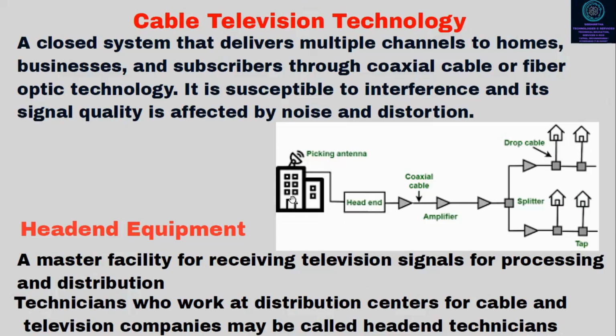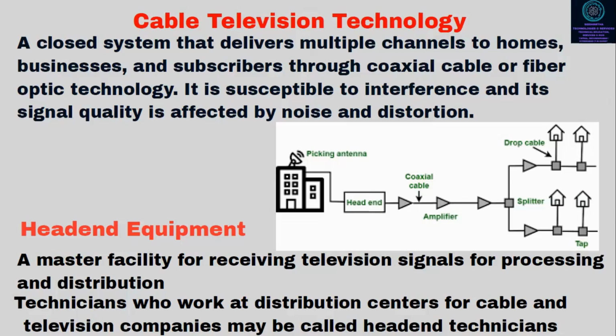In the diagram I have given, there is a picking antenna which will take signals from the satellite or some other area. Then it is given through coaxial cable with the help of different amplifiers and splitters, distributing to our homes. Nowadays, cable television is less in number, but in remote places, in village areas, it is still working. Its signal quality is affected by noise and distortion. So this is about cable television.